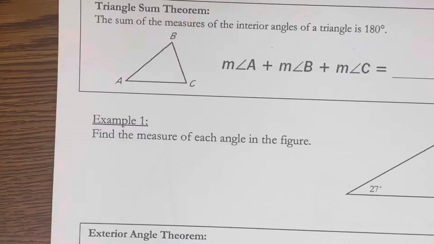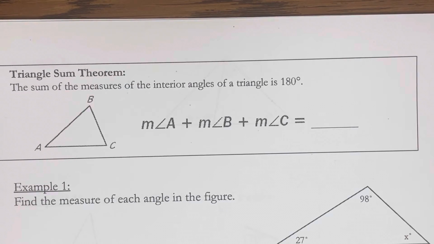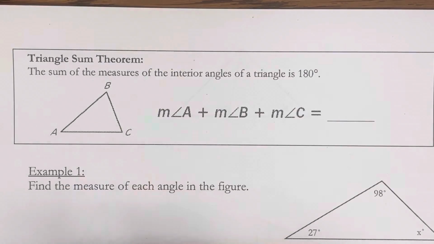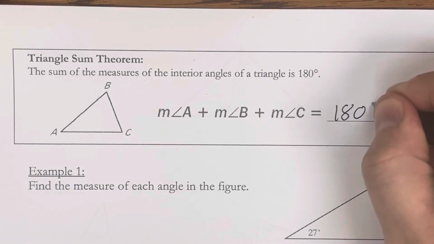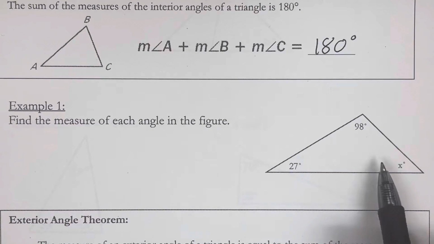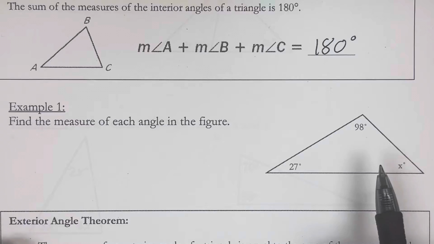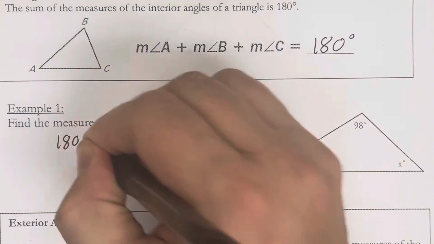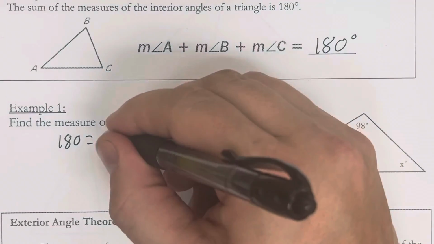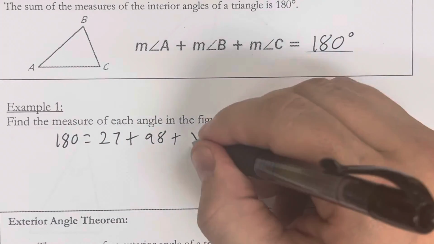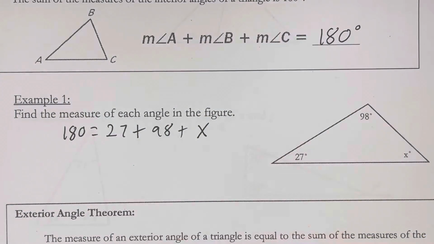The next piece is the triangle sum theorem. You might have seen this before, but the sum of the measures of the interior angles of any triangle always adds up to 180 degrees. So angle A on the inside, B and C, those always add up to 180. So a lot of times we're going to have to find a missing angle. When you find a missing angle, we're going to set up an equation because all the angles of the triangle have to add up to 180. So I would say that 180 is equal to first angle 27 plus 98 plus the missing one, x. And then we can solve for x to find the missing one.